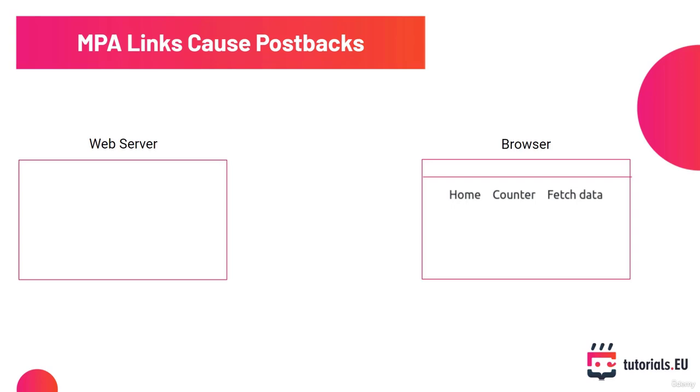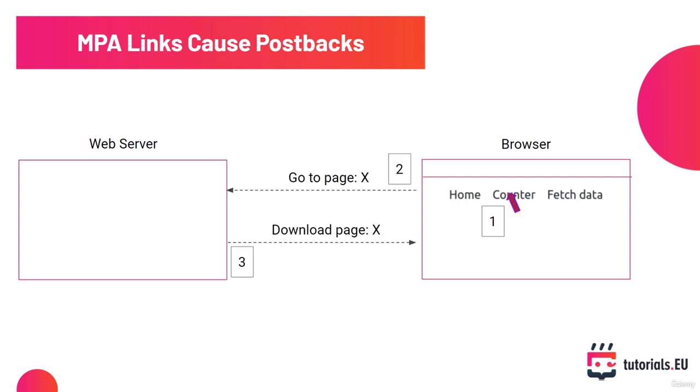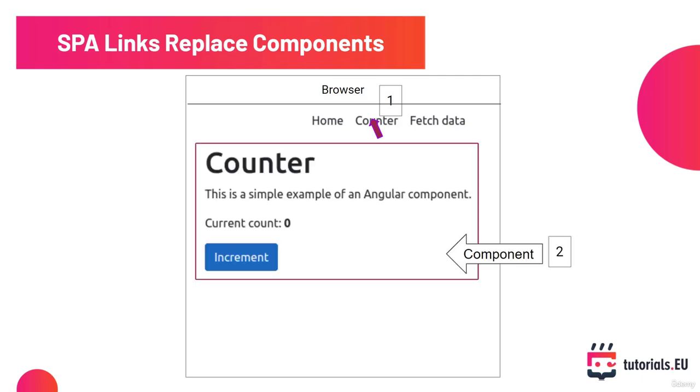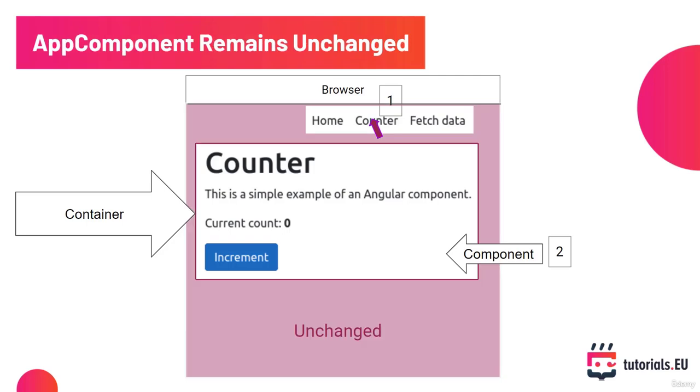So in multi-page applications, when a user clicks a link, an entire web page is downloaded from the web server, as we already know. The current page is unloaded and it's replaced with a recently downloaded page. Page navigation mechanism is different in single page applications though. When you click the counter link in the default application, the counter component is loaded to a specific portion of the page and the rest of the page remains unchanged.